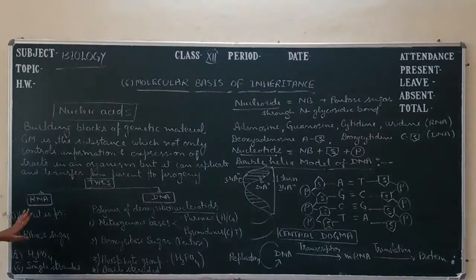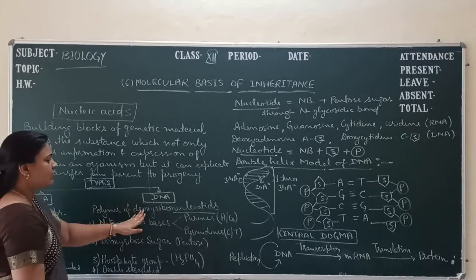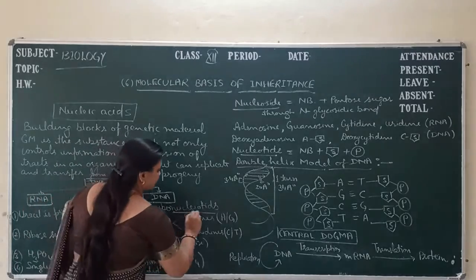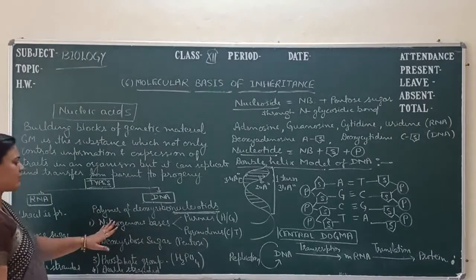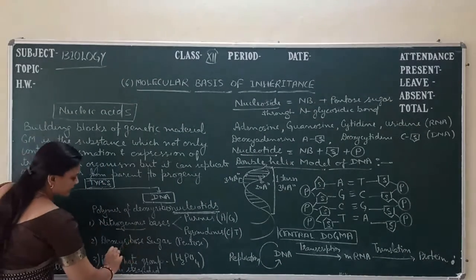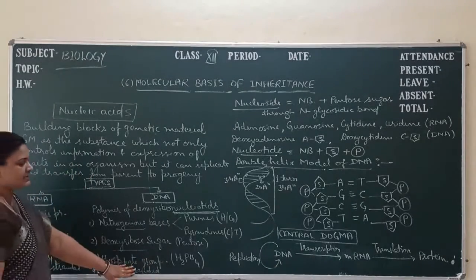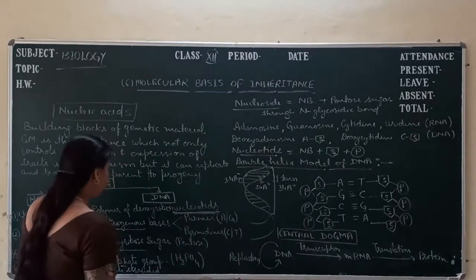So what are the basic features of DNA? DNA is a polymer of deoxyribonucleotides. So first, what is a nucleotide? A nucleotide is the unit of DNA which is made up of mainly three components: nitrogenous bases, deoxyribose sugar, and a phosphate group. Phosphate is present in the form of phosphoric acid (H3PO4).